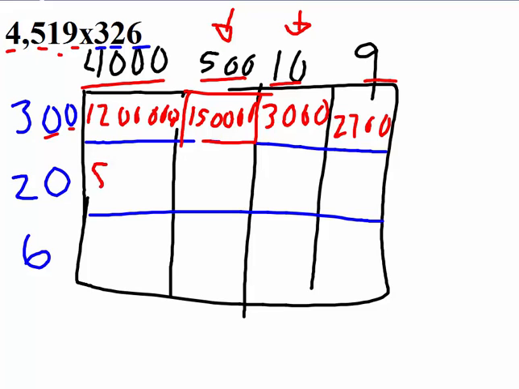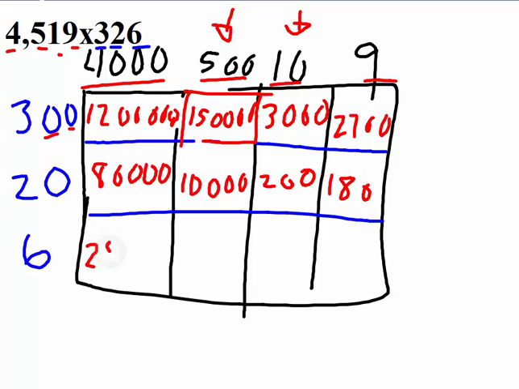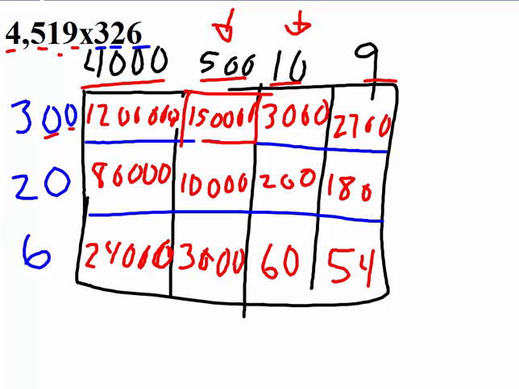Okay, now I have 8. 20 times 4,000 is 8 with 4 zeros. 20 times 5 is 10 with 1, 2, 3 zeros. 20 times 10 is a 2 with 2 zeros. 20 times 9, that's 180. 24,000. 30 with 2 zeros. 60. And then 6 times 9 is 54.